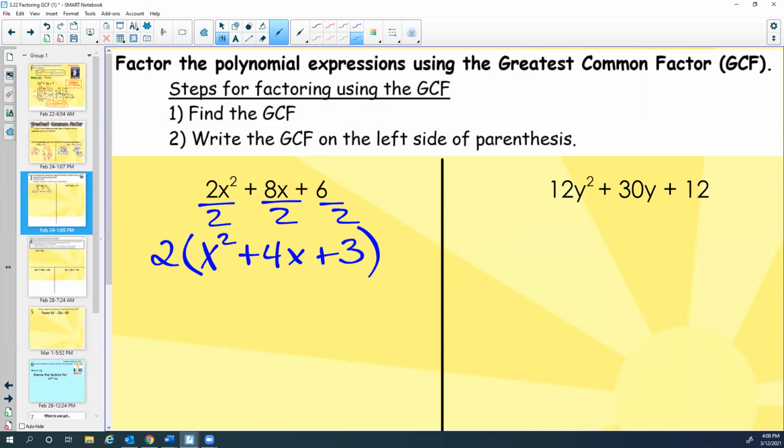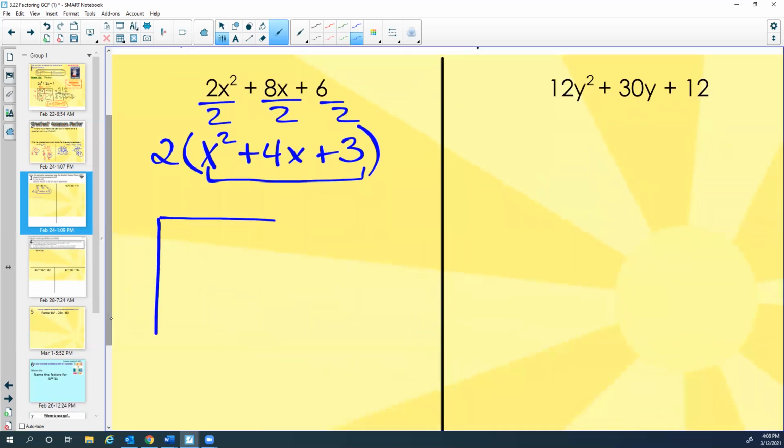Now here's the thing, I still have to actually find what this factors to be. So I'm still going to have to do my box whenever I have to do the GCF. It's just now that my first step is to check for a GCF. x squared plus 4x plus 3.